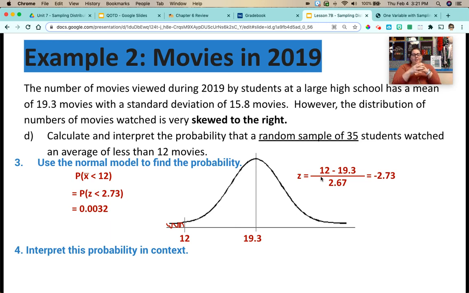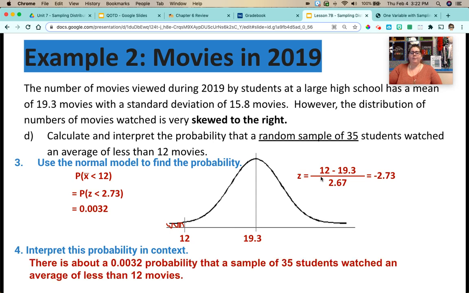Pretty unlikely, right? If the true average number of movies watched is 19.3, to find a sample of 35 students whose average number of movies watched is less than 12 would be really unlikely. Maybe I can find one student who watched less than 12 movies, but to find randomly 35 students who collectively watched an average of less than 12, very unlikely. So interpreting that probability, there's about a 0.0032, or 0.32%, very, very small probability that the sample mean number of movies watched for those 35 students is less than 12.